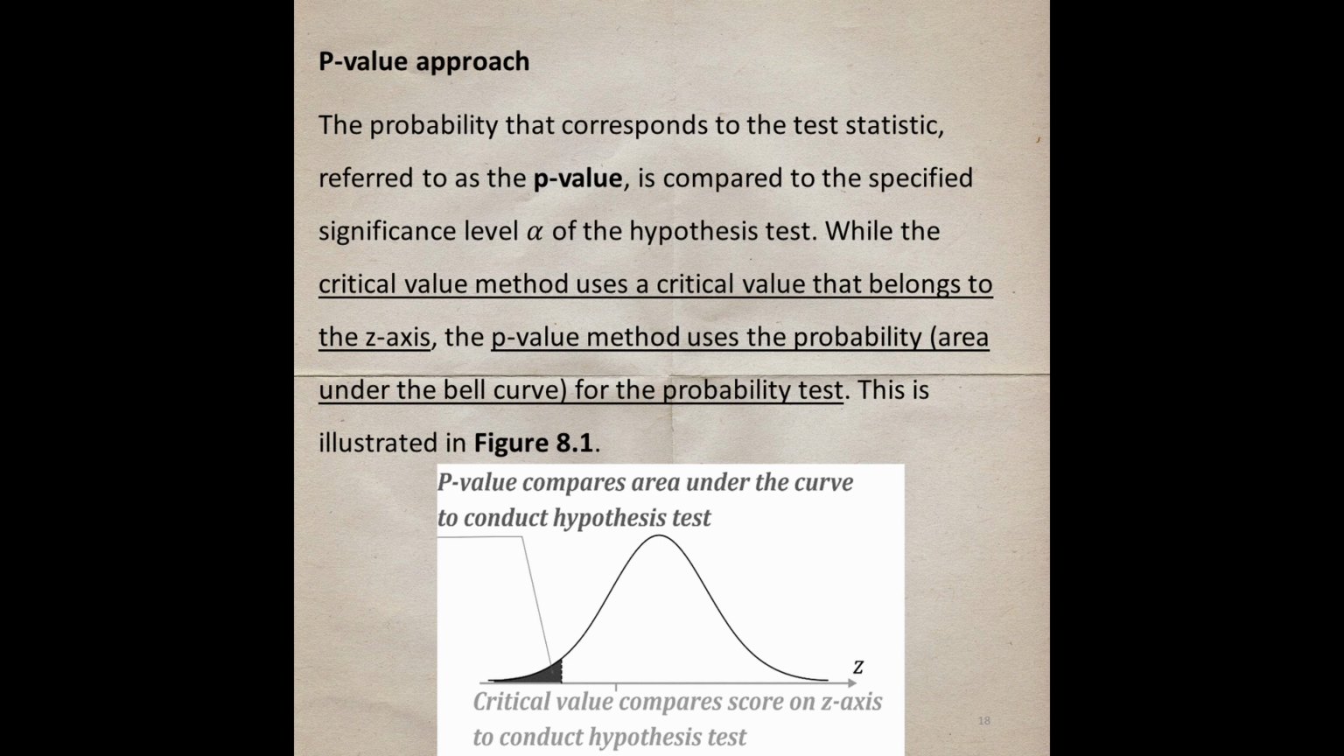Let's have a look at another method, slightly different, to conduct a hypothesis test by using the p-value approach instead of the critical value. The probability that corresponds to the test statistic, referred to as the p-value, is compared to the specified significance level alpha of the hypothesis test. While the critical value method uses a critical value that belongs to the z-axis, the p-value method uses the probability, the area under the bell curve, for the probability test. This is illustrated in Figure 8.1.